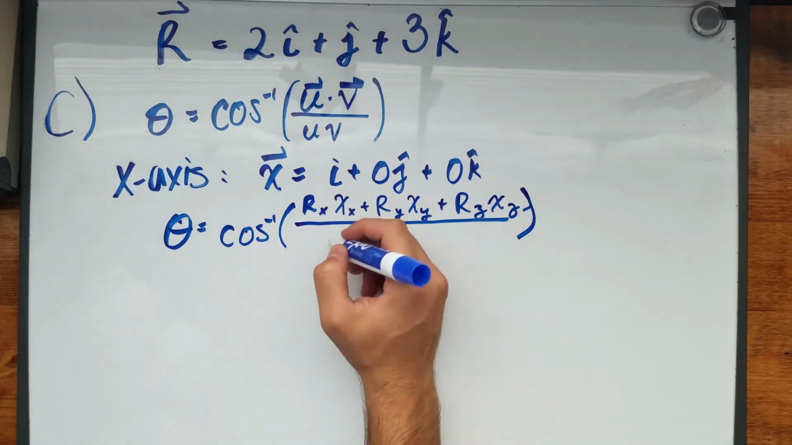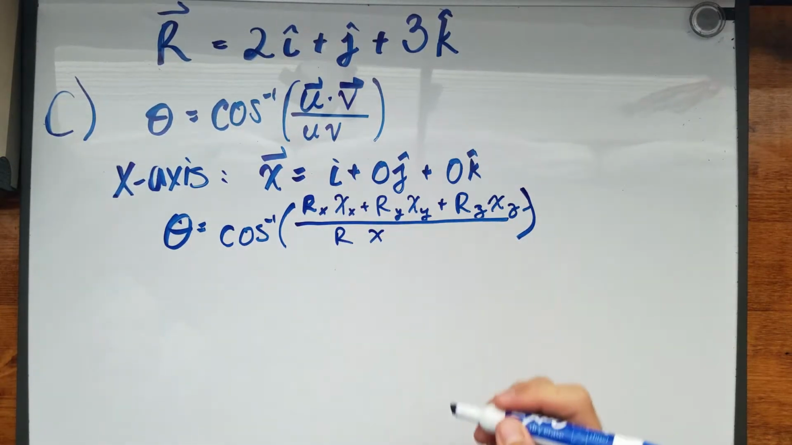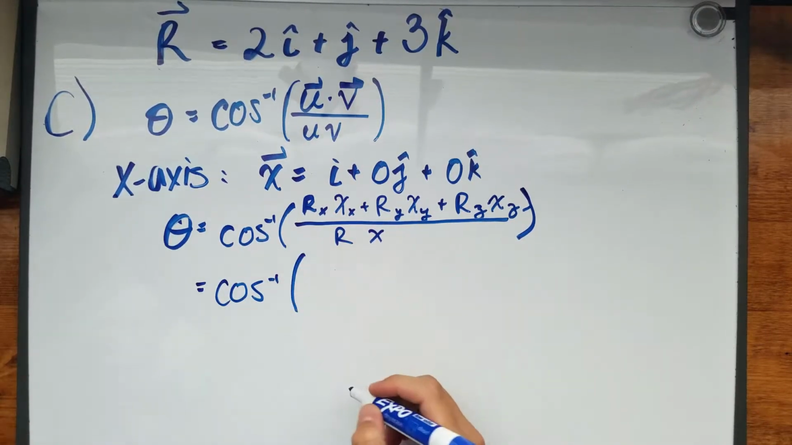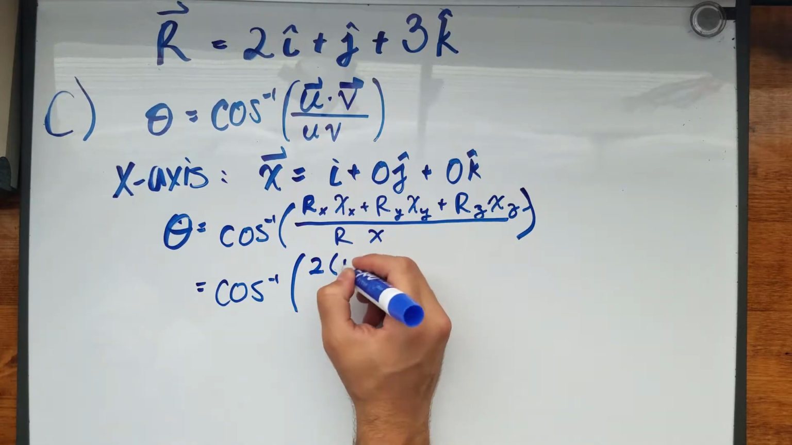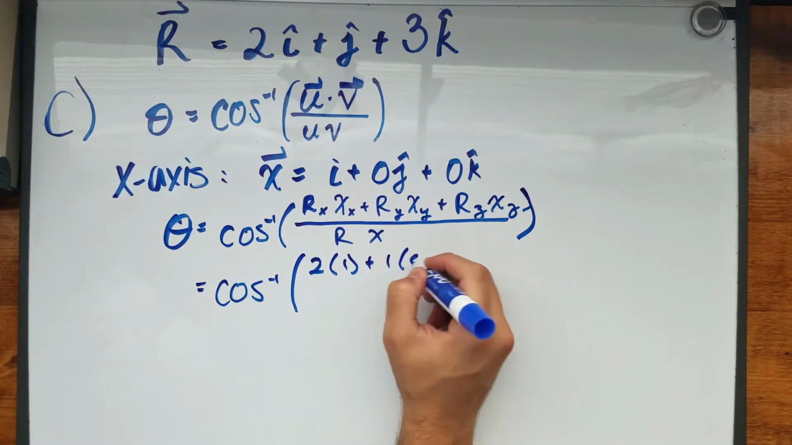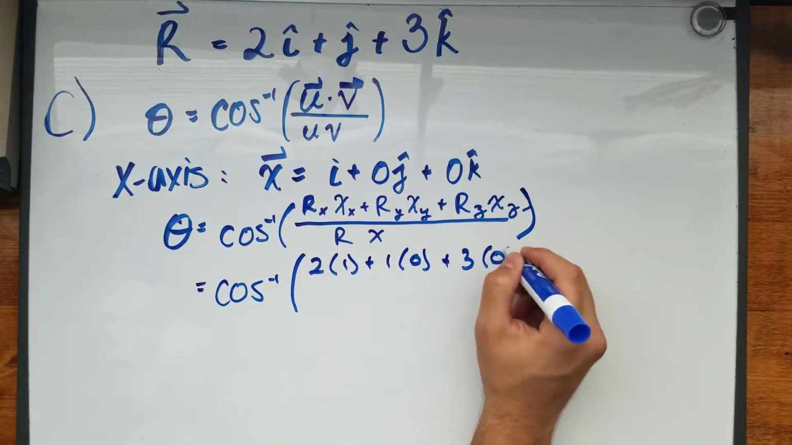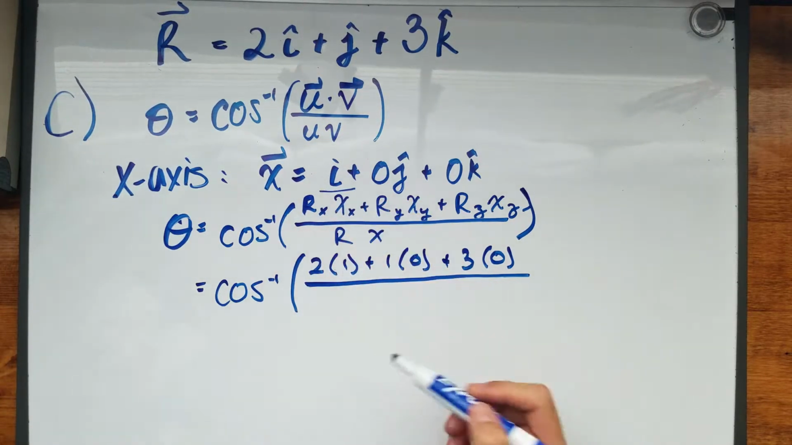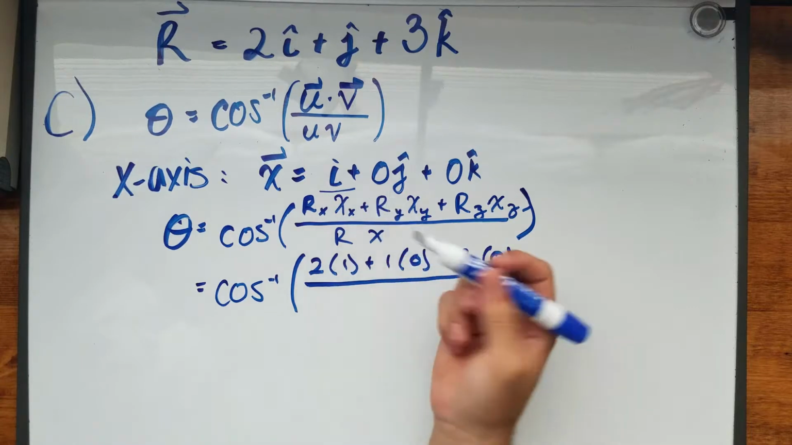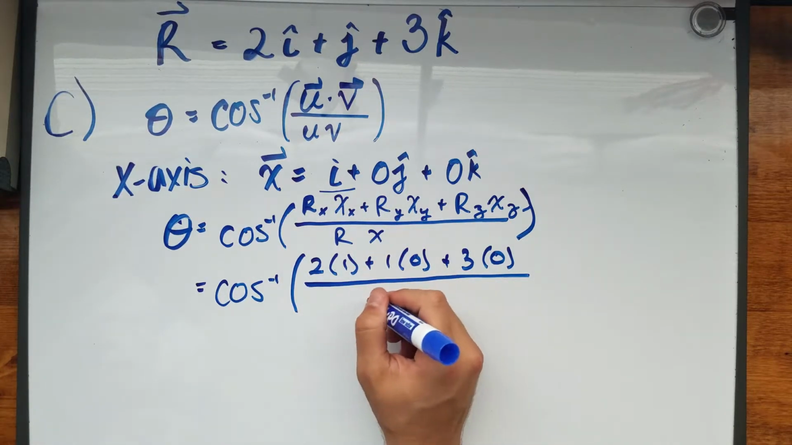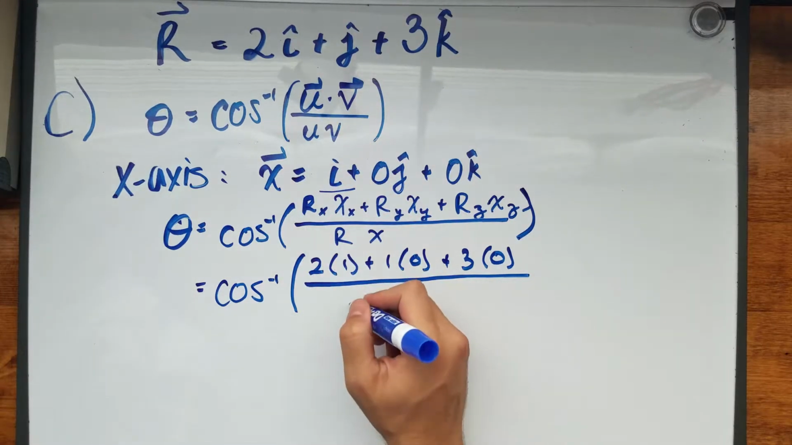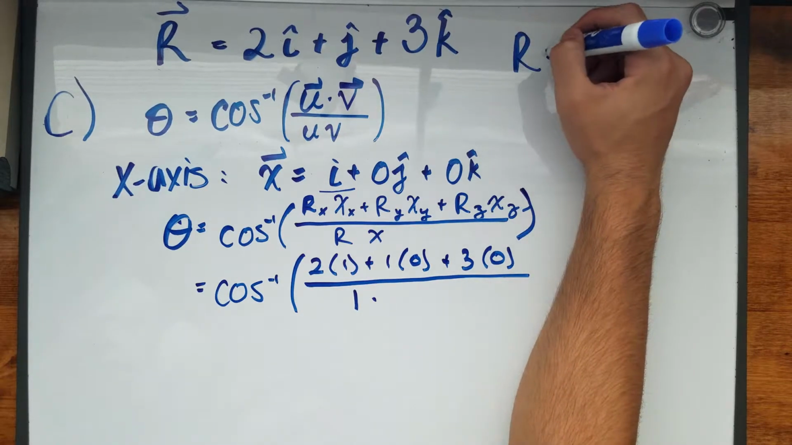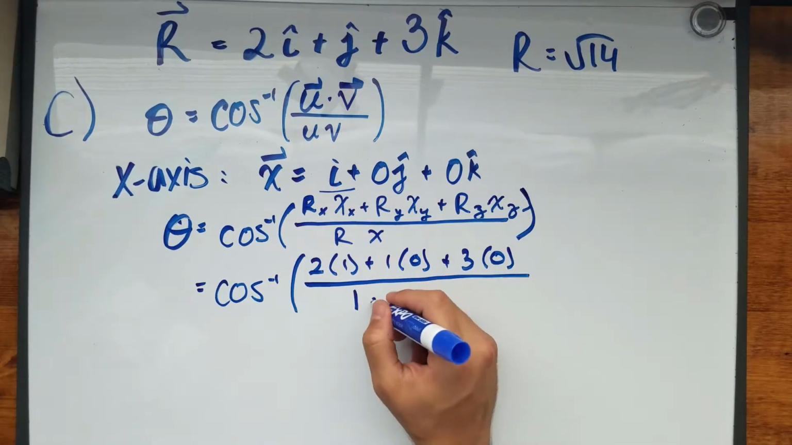And that's going to be all over their magnitudes multiplied. So r and x. We can now start substituting into that: inverse cosine is equal to 2 times 1 plus 1 times 0, because the x unit vector has no magnitude in the y and the z. And that's going to be all over the magnitude. So r would be root 14 and x would be just 1 because it's a unit vector. So 1 times root 14, as we figured out in the last part.